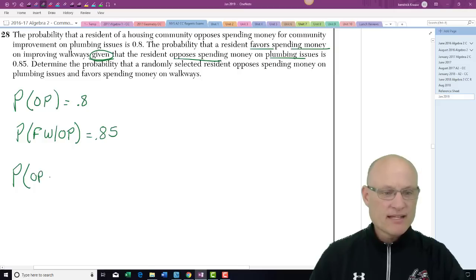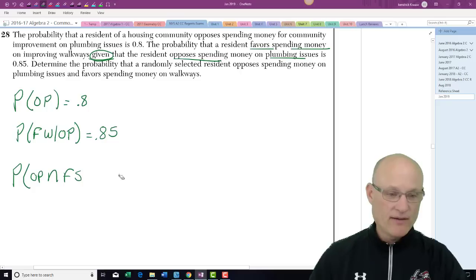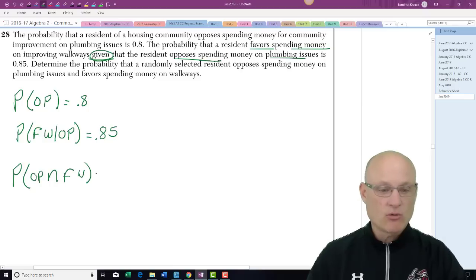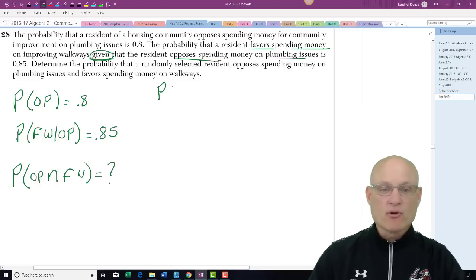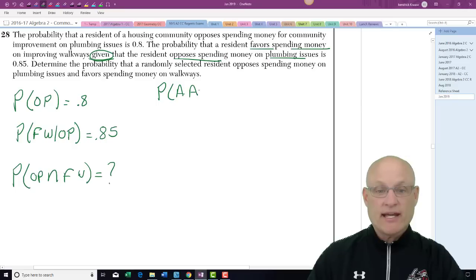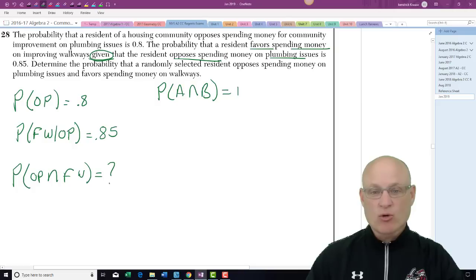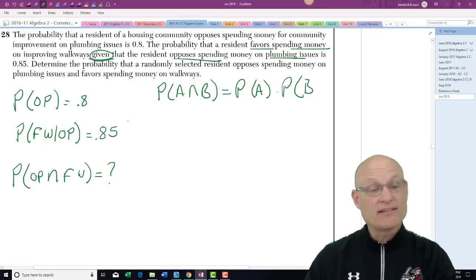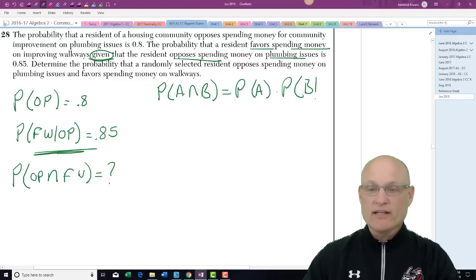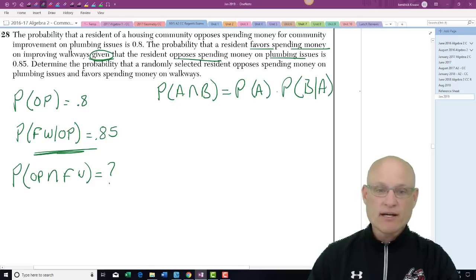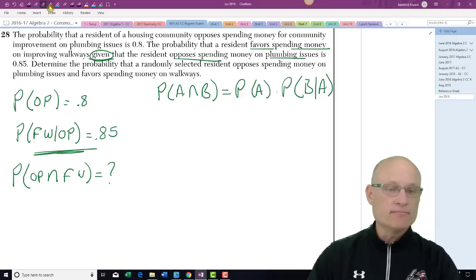So the question is, what is the probability they oppose plumbing and favor spending on the walkways? Oppose the plumbing and favor the walkways. That's the question mark. Well, you got to remember the formulas I use. The probability of A and B is equal to, I always start with the independence formula, probability of A times the probability of B. This has nothing to do with independence because we got given stuff. So I like to write these like this. That's the formula we're going to need.